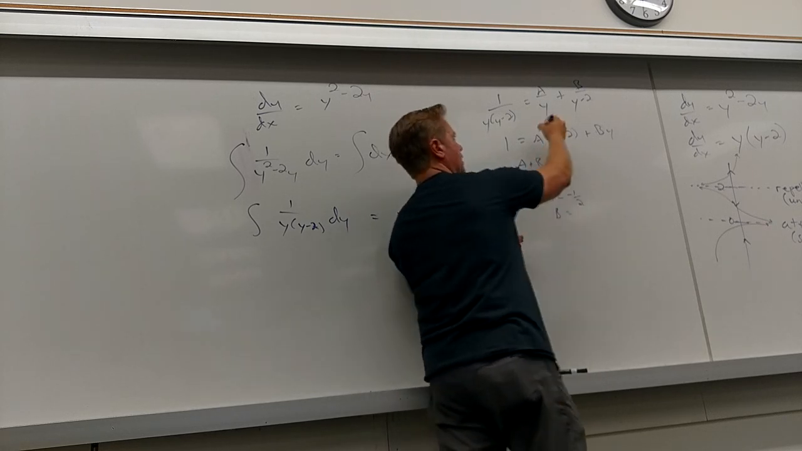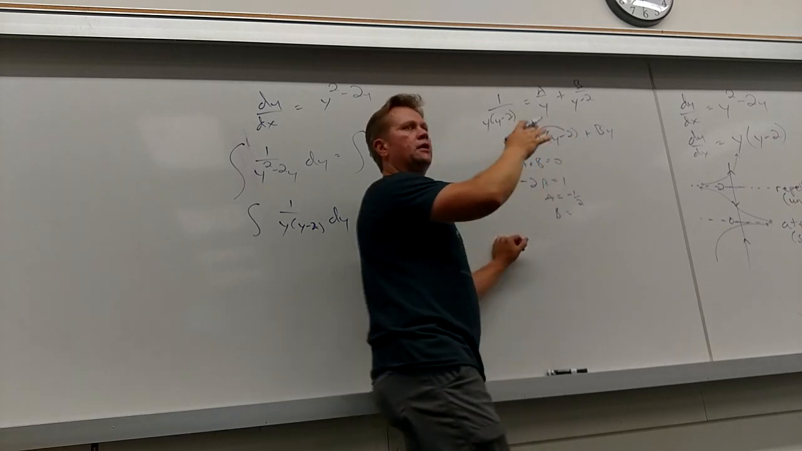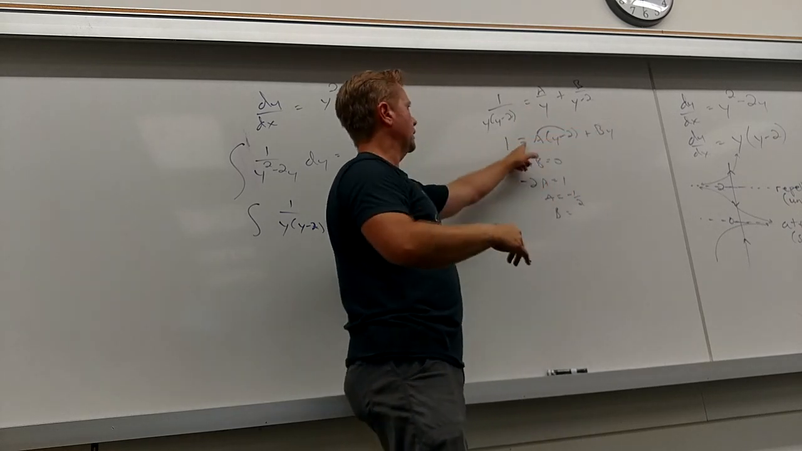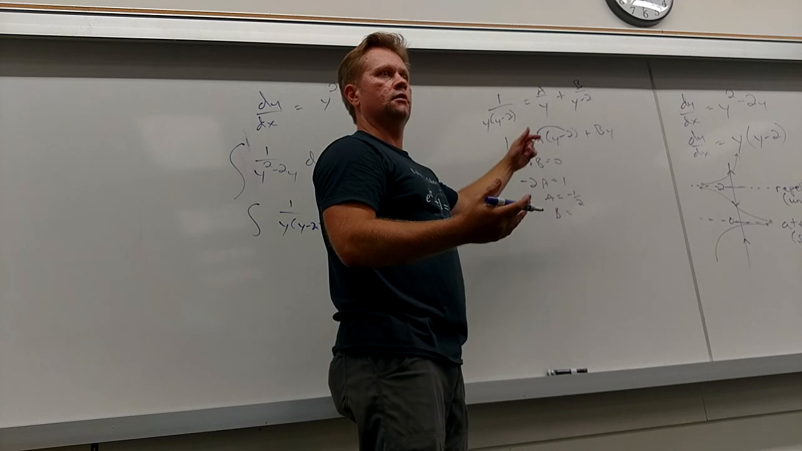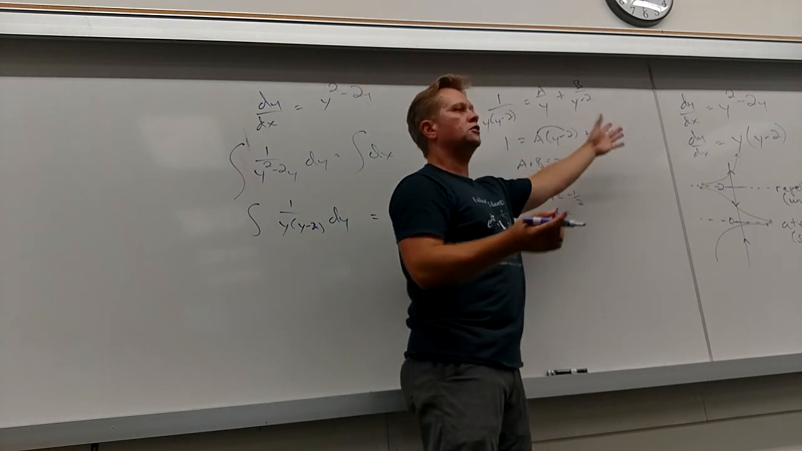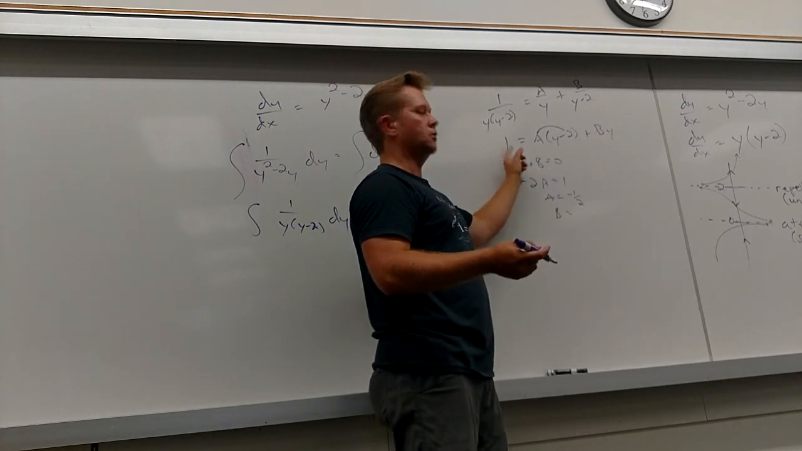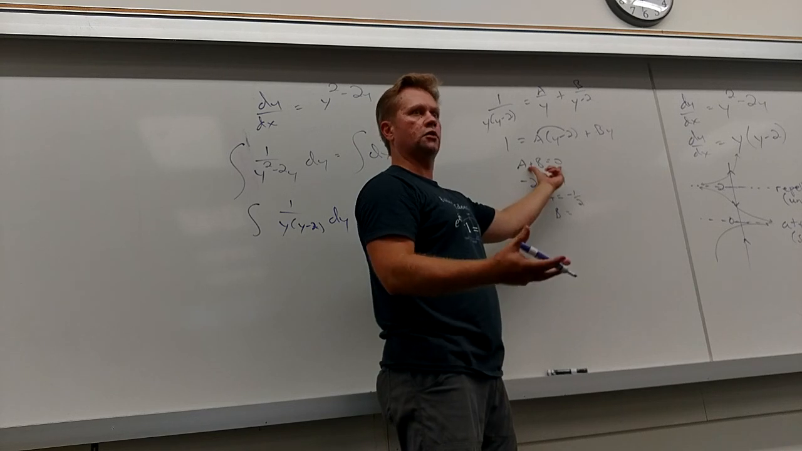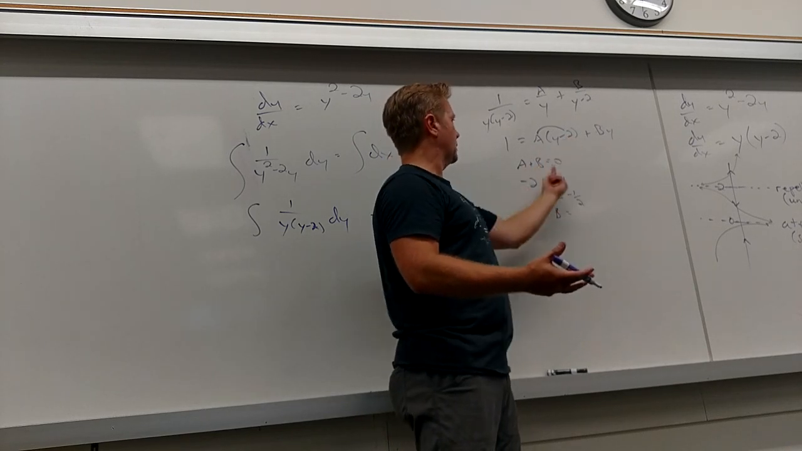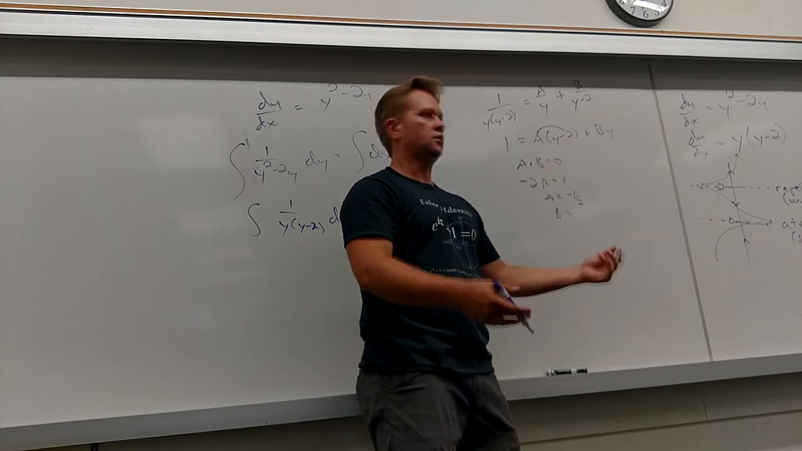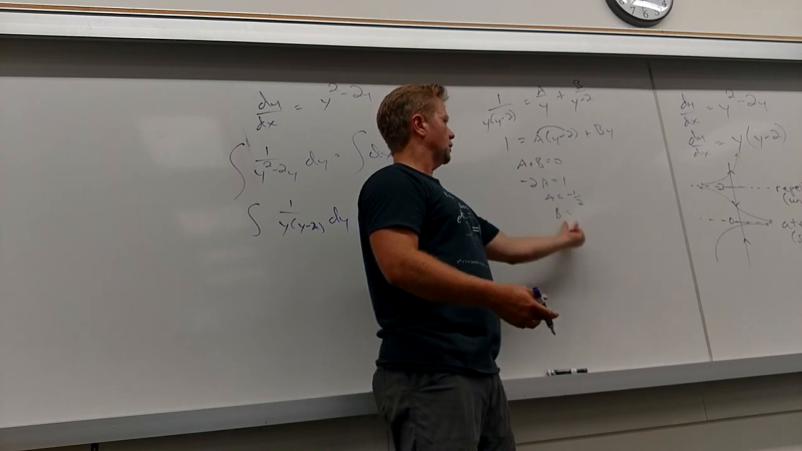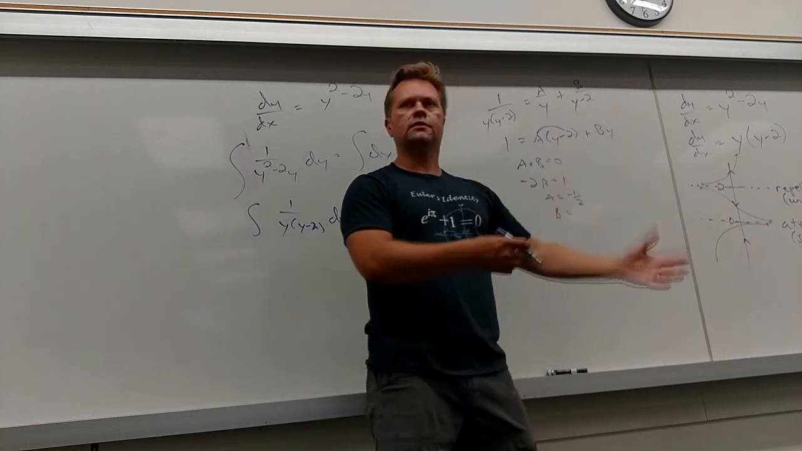Is everybody cool with that? Negative 2a is the only constant term on that side, so it's got to equal the constant term on this side. A plus b is the y term. Are there any y terms? No. So a plus b is 0 because there's no y terms. Negative 2a has to be 1 because it's the only constant term. A is negative 1/2, so b must be positive 1/2.